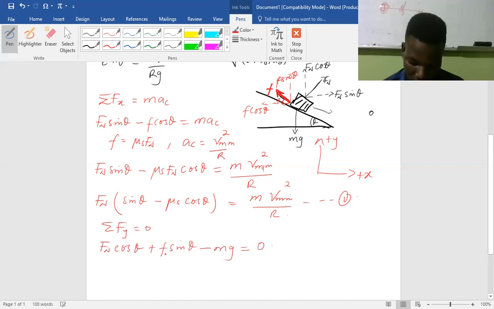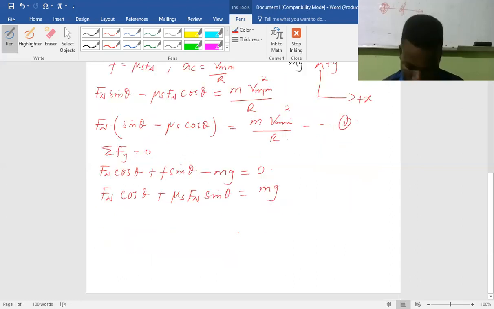So we substitute also for friction there. We're going to have normal force cos theta plus mu s normal force sine theta equal to mg. So making normal force the subject of the formula, we're going to have normal force is equal to mg over cos theta plus mu s sine theta.